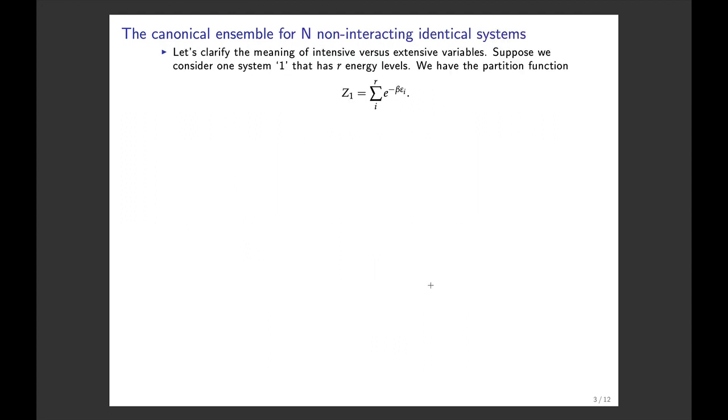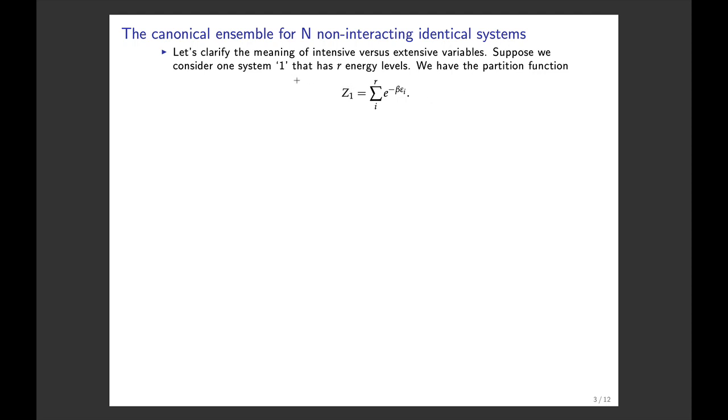Now, I kind of implicitly talked about intensive versus extensive variables in the last lecture, and I just wanted to go over that again to make it a bit more clear. So for now, we're going to explicitly look at the canonical ensemble for N non-interacting identical systems. That is, we have N copies of the same system, and this system has r energy levels.